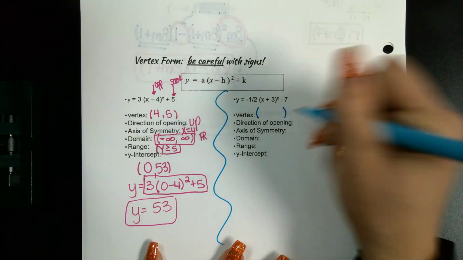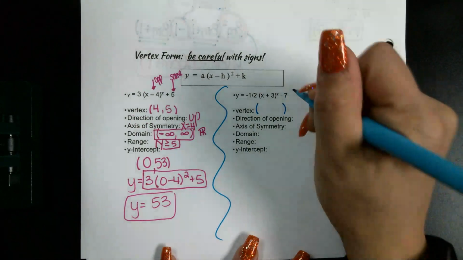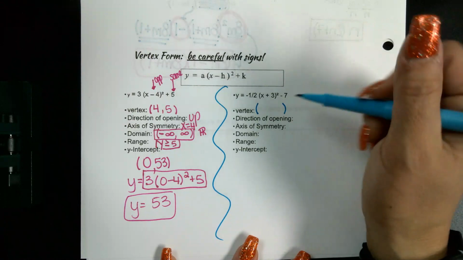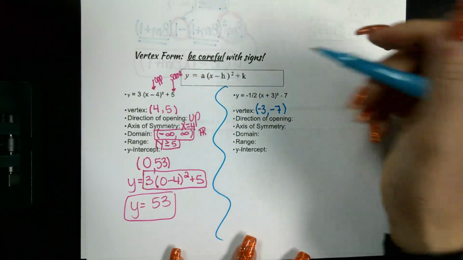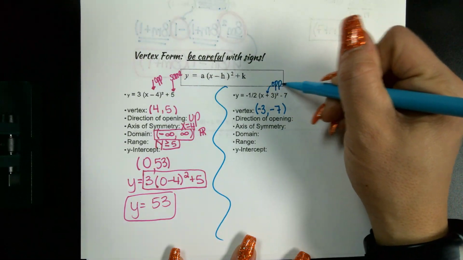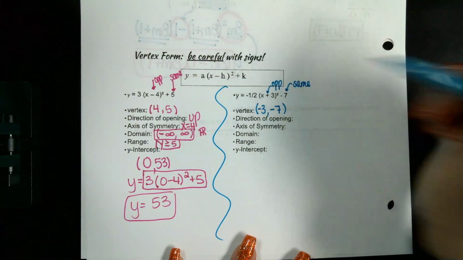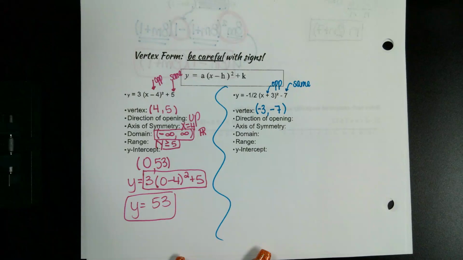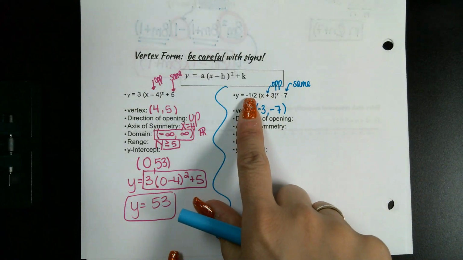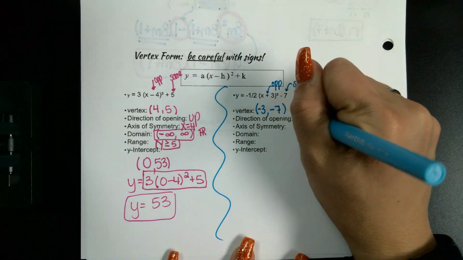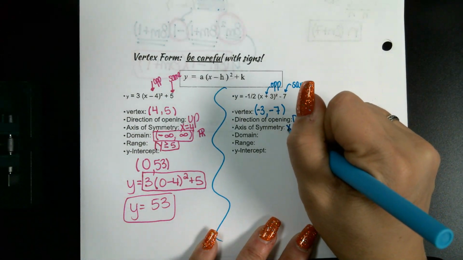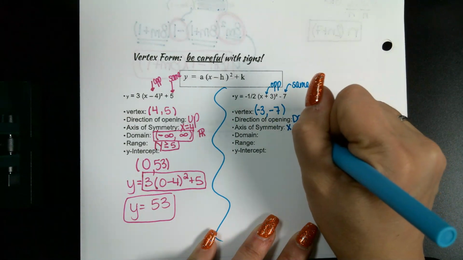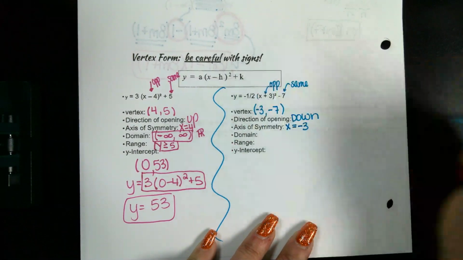Vertex. Hey guys, this is the most important part of this problem. -3, -7. So opposite, same. And then the direction, since the number out front is negative, down. And then our axis of symmetry comes from the x-coordinate, so x equals -3.